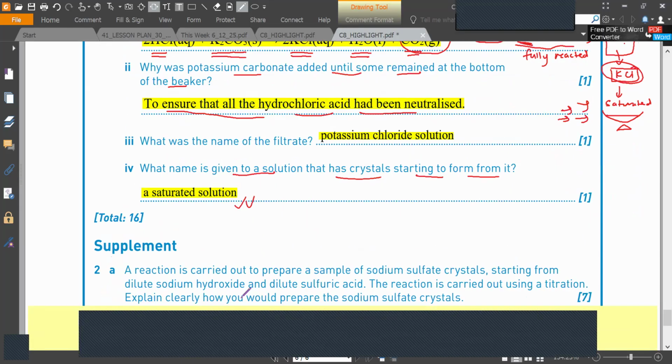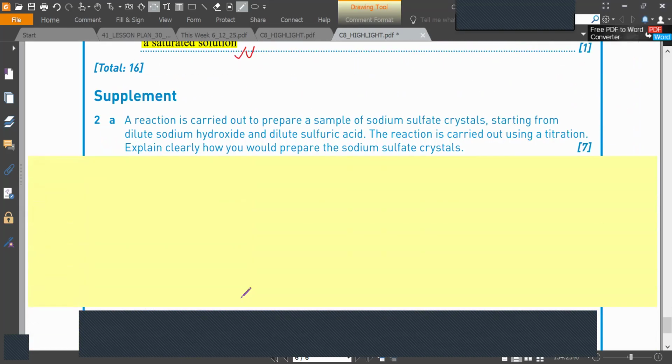Next. A reaction is carried out to prepare a sample of sodium sulfate starting from sodium hydroxide and dilute sulfuric acid. The reaction is carried out using a titration method. Explain clearly how you would prepare the sodium sulfate crystals. So we will use a titration method.